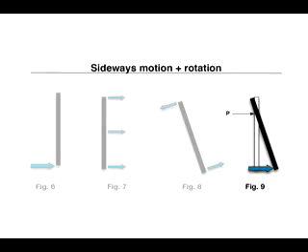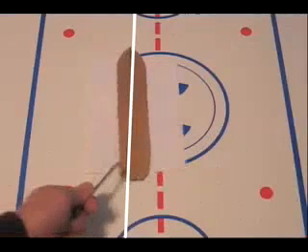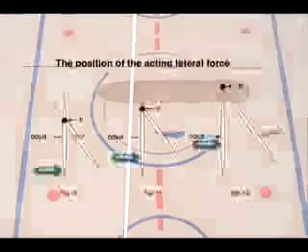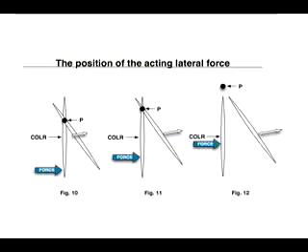We realize that the part of the bar that has not changed position in space, P, the pivoting point, is not located at the center of gravity but some distance off it, away from the end on which a force is applied. The position of the acting lateral force.